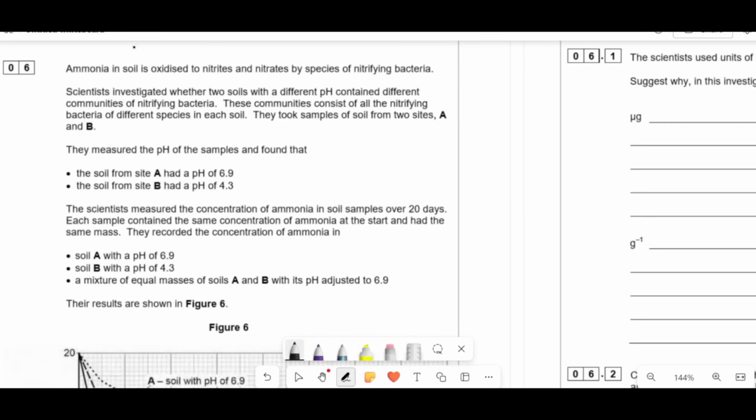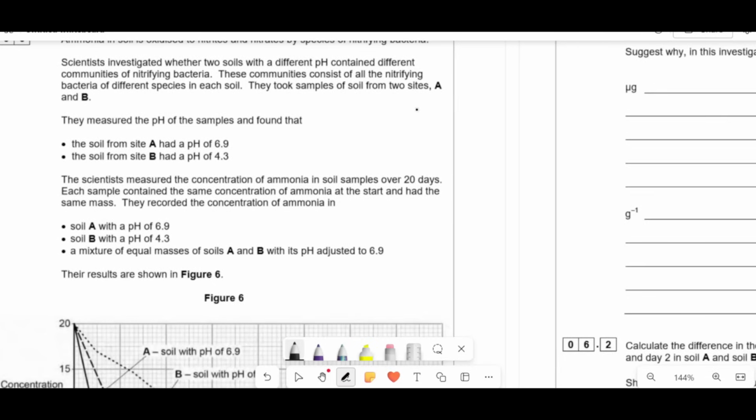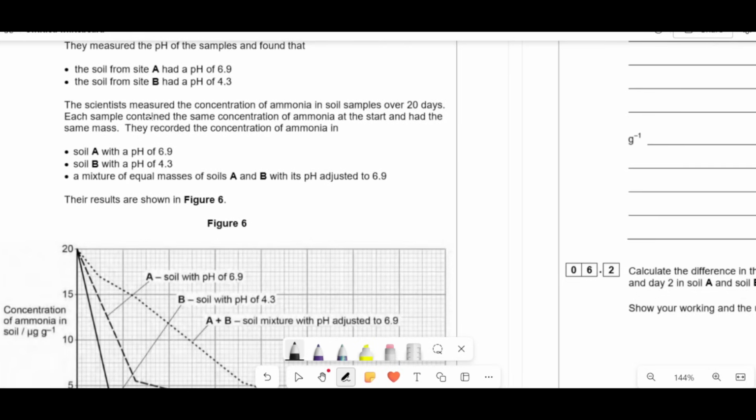So ammonia in soil is oxidized to nitrites and nitrates by nitrifying bacteria. Scientists investigated whether two soils with a different pH contain different communities of nitrifying bacteria. These communities consist of nitrifying bacteria of different species in each soil. They took samples of the soil from two sites, A and B, and they measured the pH and found that this had a pH of this and this had a pH of this. They measured the concentration of ammonia in soil samples over 20 days, and each sample contained the same amount of ammonia at the start and had the same mass. They recorded the concentration of ammonia in A with a pH of this, B with a pH of this, and a mixture of equal amounts of both with its pH adjusted there.